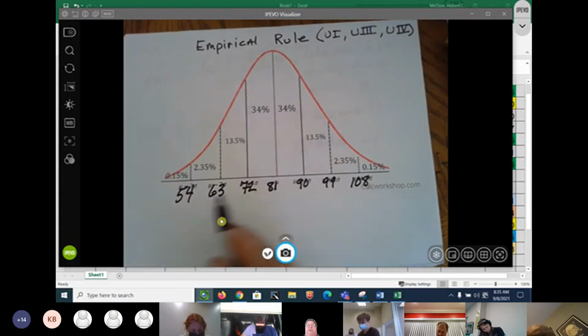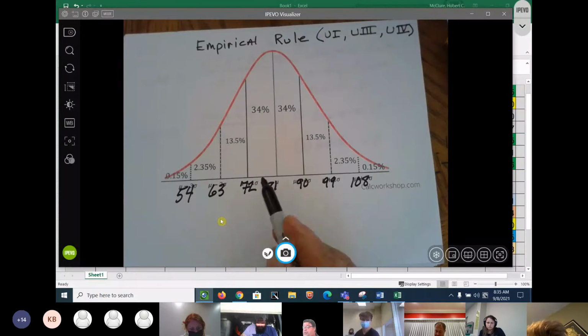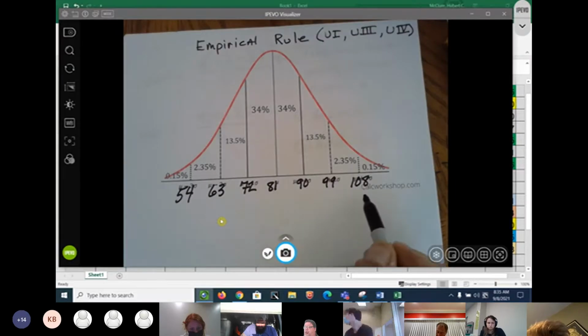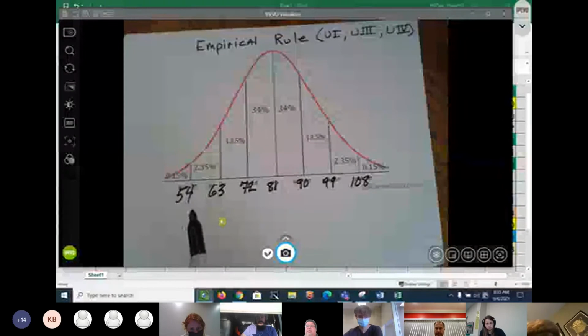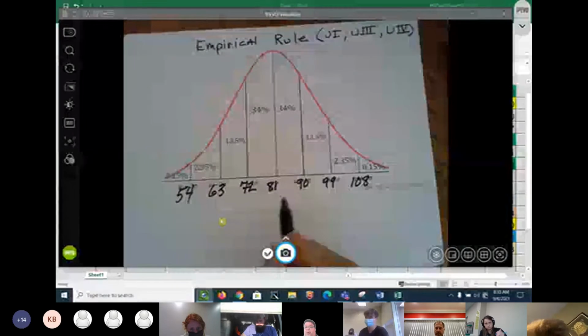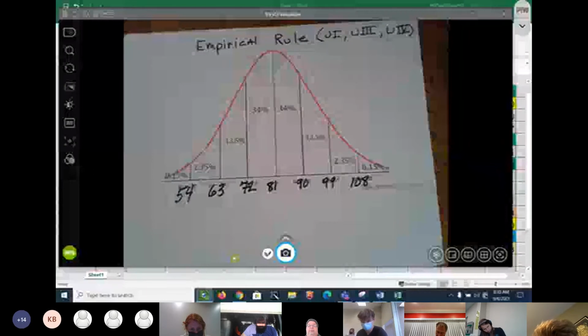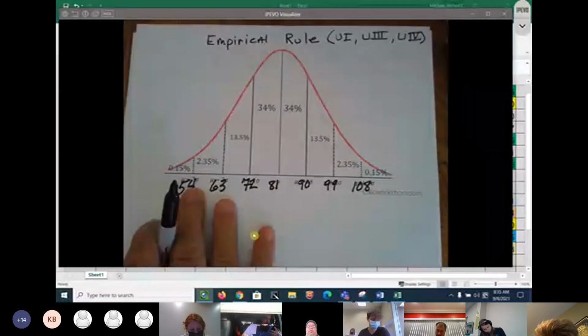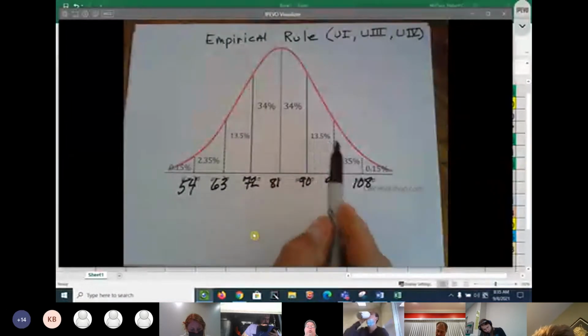Now, that process that I just did, you need to learn it. What did I do on the right side of the equal sign? I add the standard deviation. What do you do on the left side of the equal sign? You subtract. So, again, add, subtract. Learn that. These percentages are your empirical rule.